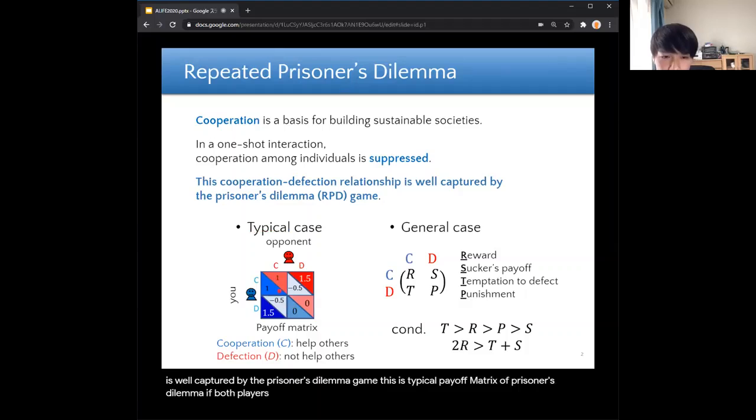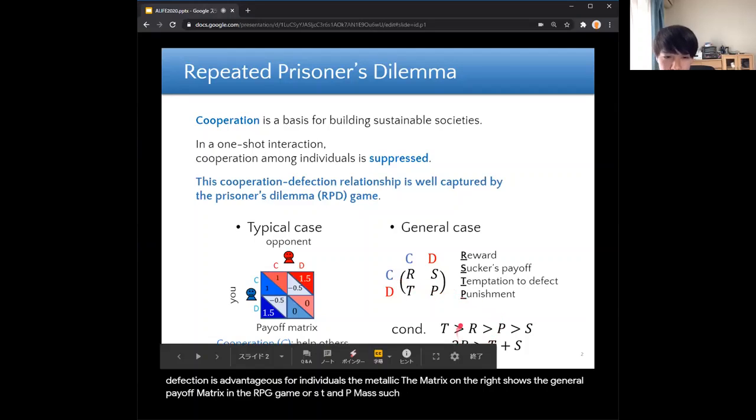If both players cooperate, they will get score 1. Similarly, if you defect and the opponent cooperates, you will get score 1.5, and the opponent gets minus 0.5. If both players defect, they will get score 0. Therefore, mutual cooperation is best for the whole, but defection is advantageous for individuals. The matrix on the right shows the general payoff matrix. In the RPD game, R, S, T, and P must satisfy these conditions.